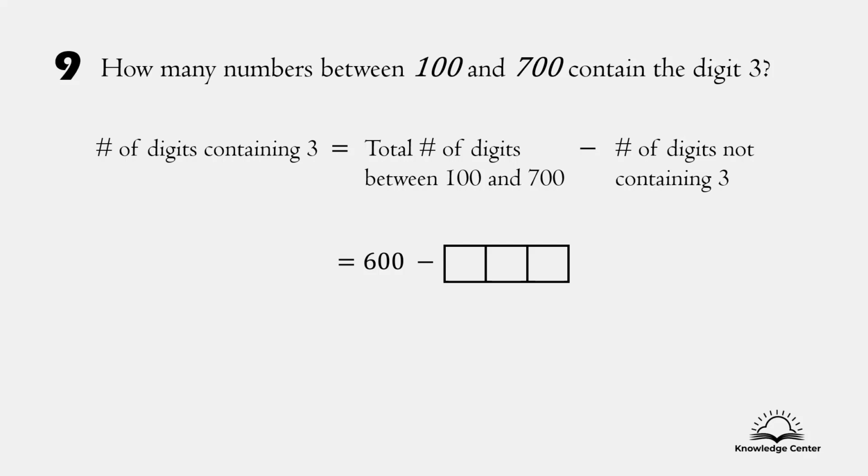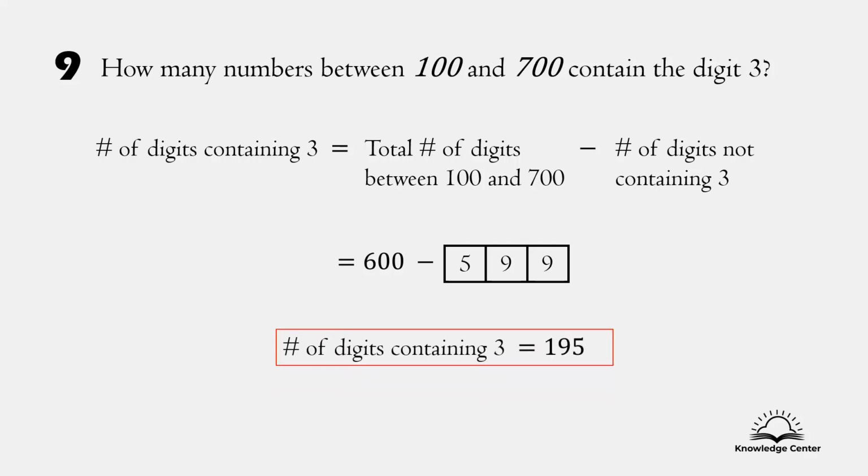Now we have 3 spaces to fill since all of them are 3-digit numbers, and so this first space can only be filled in 5 ways, because we can only fill that first space with the number 1 or 2 or 4 or 5 or 6. Now the second can be filled in 9 ways, that's excluding the digit 3, and the third again can be filled in 9 ways, and so just 600 minus 5 times 9 times 9, which tells us that the number of numbers containing 3 is just 195, which is the same thing that you get if you go and count manually.